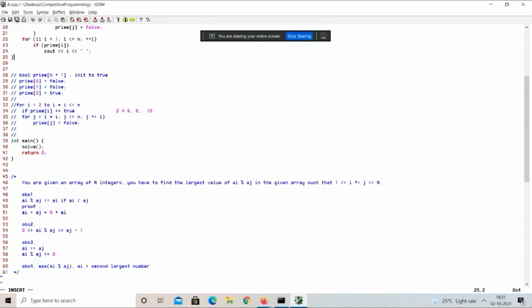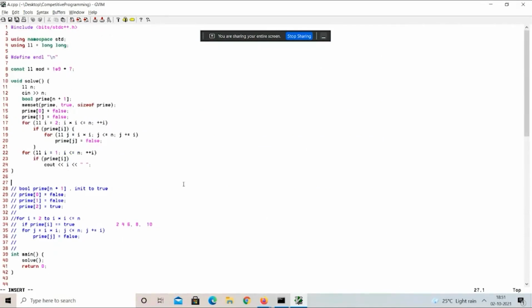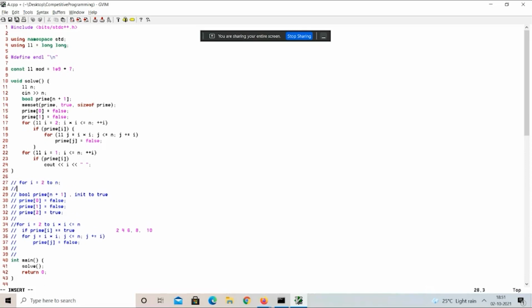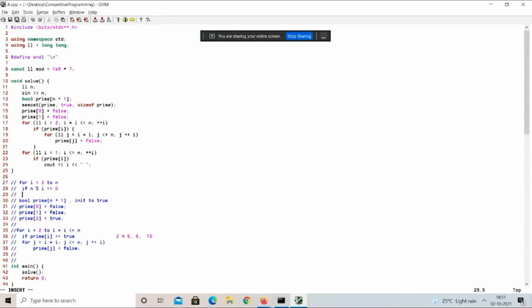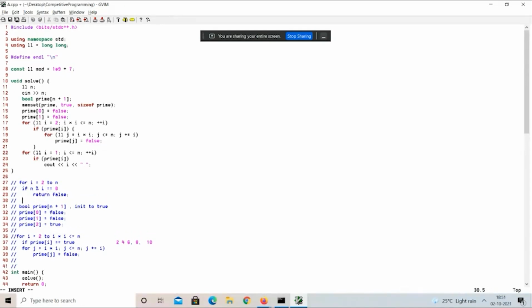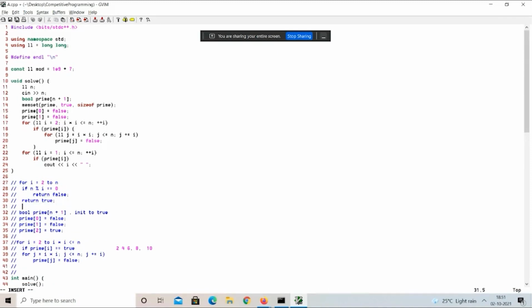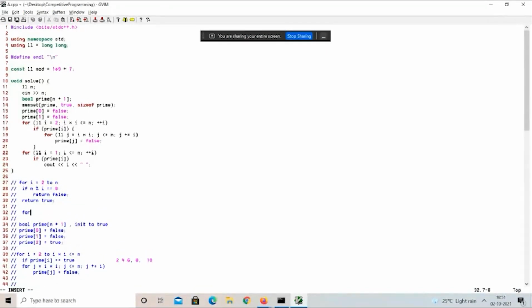What happens is generally your conventional logic is: for i equal to 2, if n modulo i is equal to 0, return false. And this is basically how we check for prime conventionally, and then for each number we just check if it is prime.